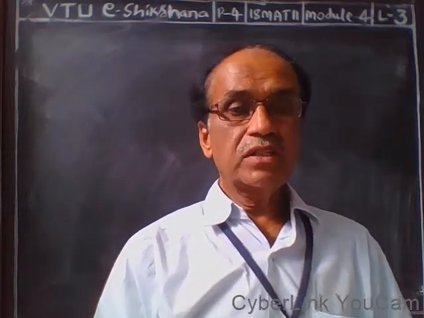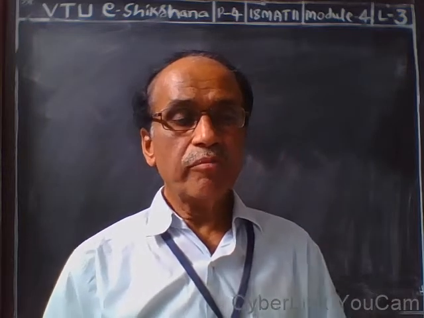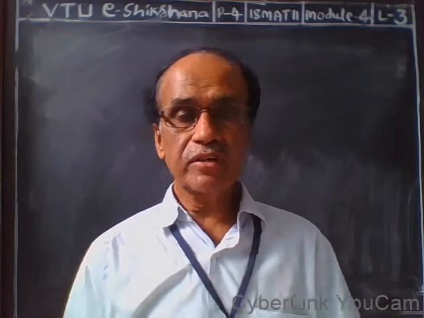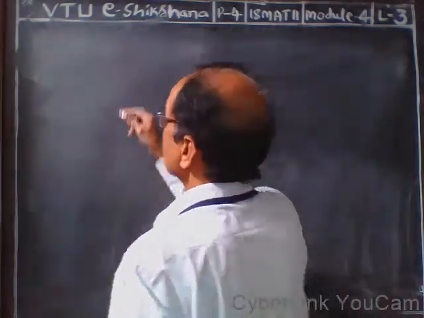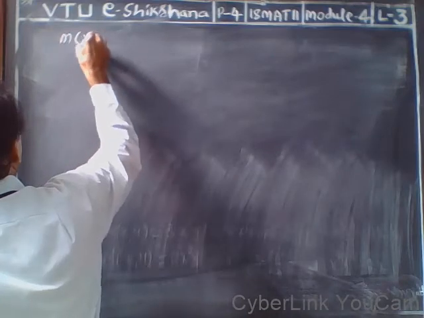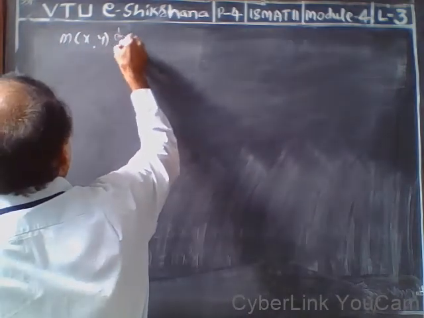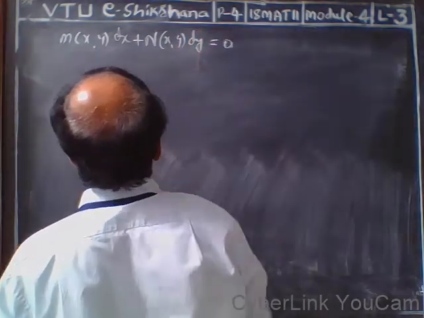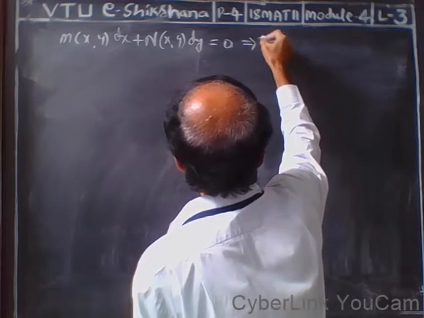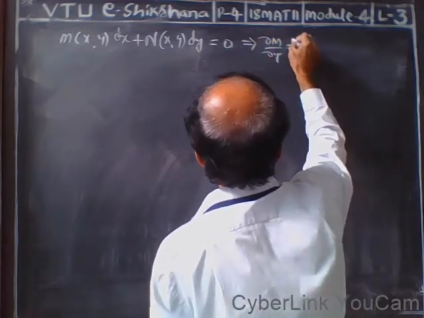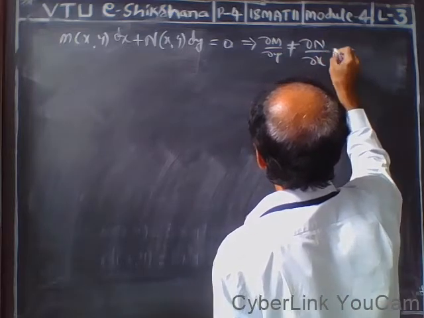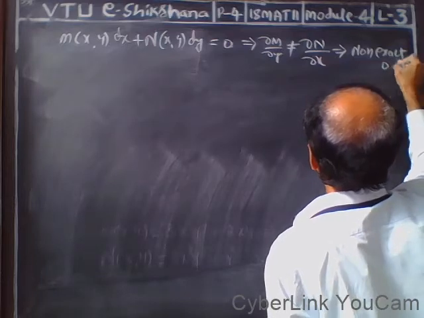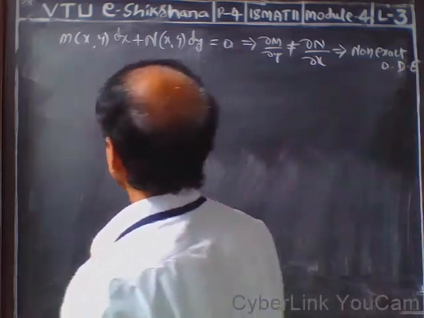I shall discuss the last type, that is type 4. A non-exact differential equation is to be converted into an exact differential equation. In this case, we consider M(x,y) dx plus N(x,y) dy equal to 0. Here del M by del y is not equal to del N by del x, which implies a non-exact ODE.